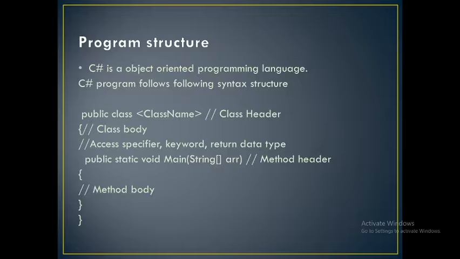Basically, C# is an object-oriented programming language which deals with the creation of the object and its state and behavior. C# follows the following syntactical structure for its program execution. The first is the class header, which contains your access specifier, class keyword, and class name. As per the coding standard, your class name should follow capital case. The next is the class body, which contains the members of your class.